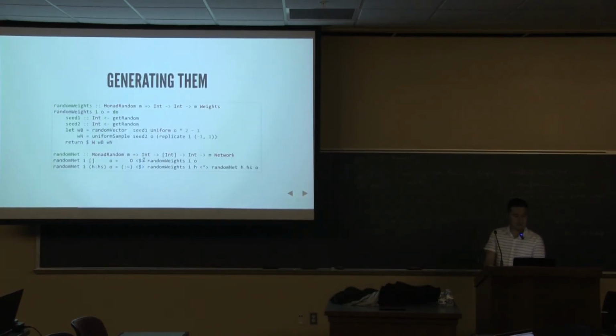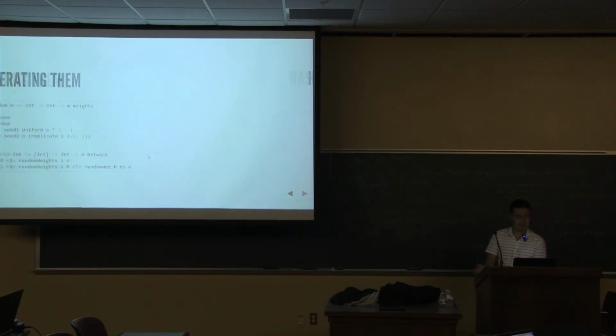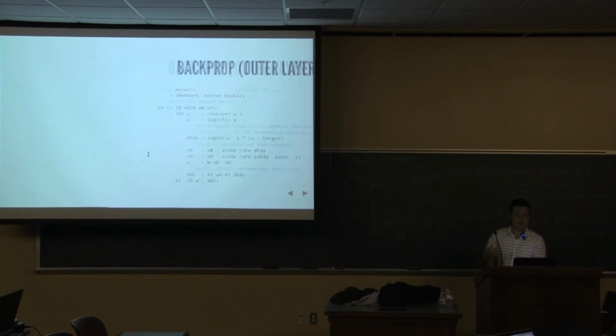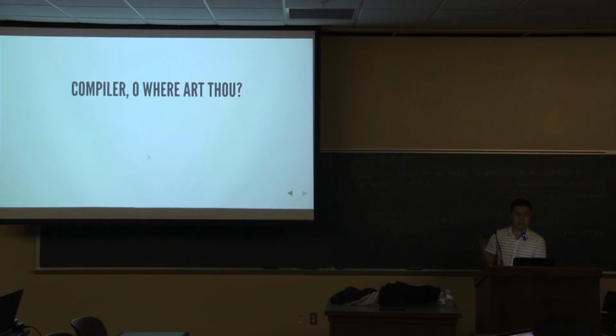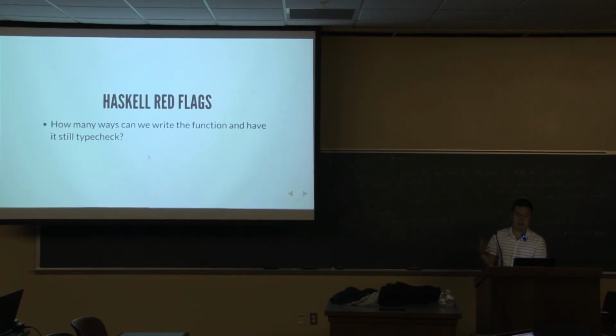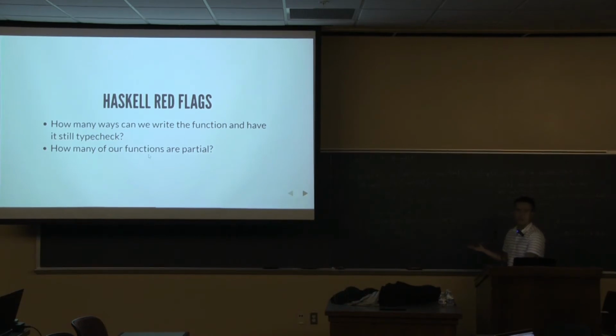And random weights and random net are not partial, but they could potentially be if we wrote them badly. Also, in this case, the int can be negative, which it shouldn't be anyways, but we're not going to address that. So int can be negative. Types don't help there. There are so many ways you can write partial functions, and just being aware of that the whole time is a kind of Haskell red flag. It's a Haskell checklist we should be going through while we're writing Haskell.